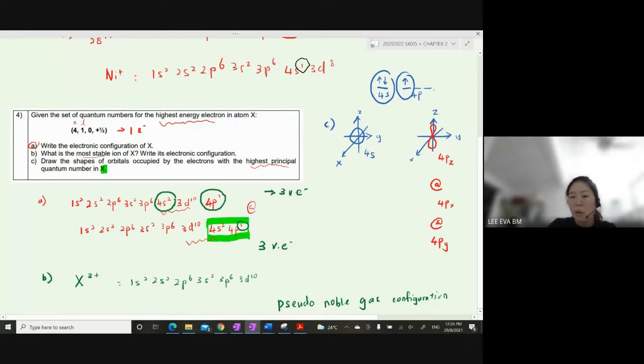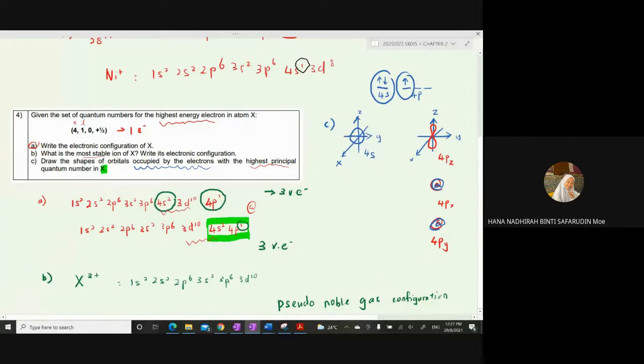The empty one, no need. Because question also mentioned occupied by electron. Another 2p orbital doesn't occupy electron, so you don't have to draw. You only choose either one of the p orbitals. You get me? Yes, madam.